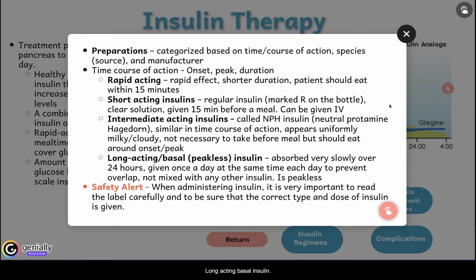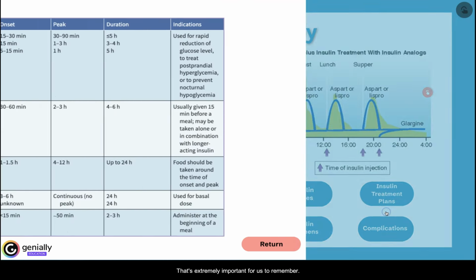Long-acting basal insulin is peakless. It maintains a regular amount of insulin throughout the day. It's absorbed very slowly over 24 hours and is given once a day, and for some people twice a day, in the morning and at night, depending on their glycemic control. It's not mixed with any other insulin. We don't want to mix this with any other insulin. So when administering insulin, it's extremely important to read the label carefully to be sure that you're using the correct type and dose of insulin. That's extremely important for us to remember.